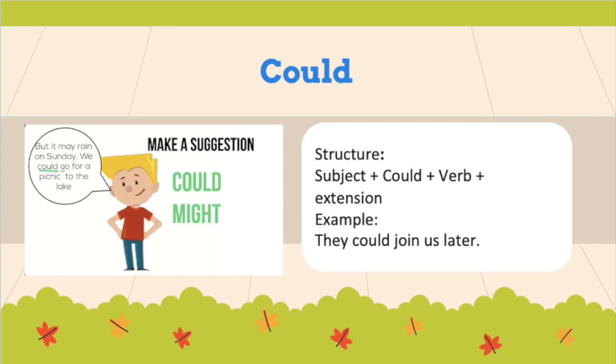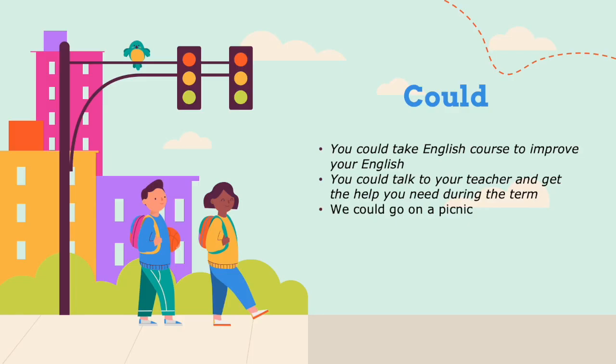But it may rain on Sunday. We could go for a picnic to the lake. We could also use could to make a suggestion. The structure: subject plus could plus verb plus extension. Another example, they could join us later. These are other examples of using could to give suggestions.